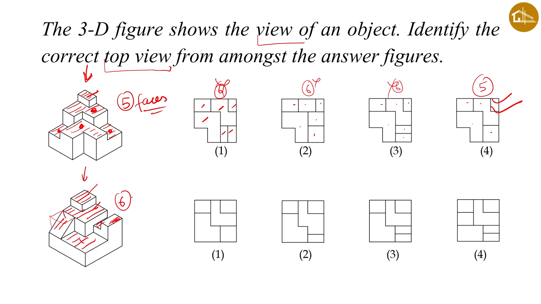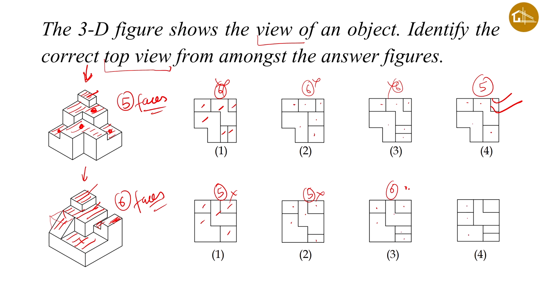There are 6 faces. Okay. So we will compare them with the options also. 1, 2, 3, 4, 5. 5 faces. Wrong answer. 1, 2, 3, 4, 5. 5 faces. Wrong answer. 1, 2, 3, 4, 5, 6. 6 faces. This might be the correct answer.